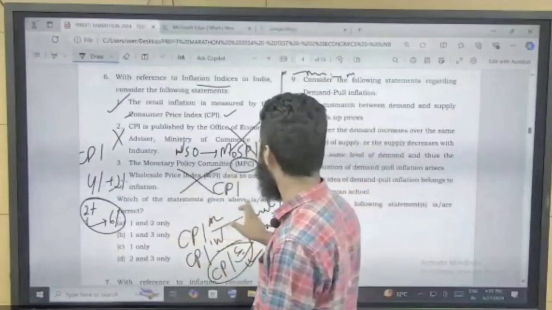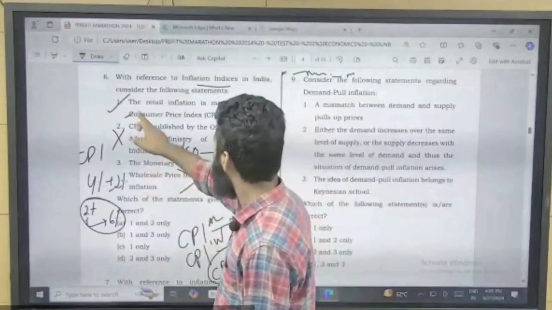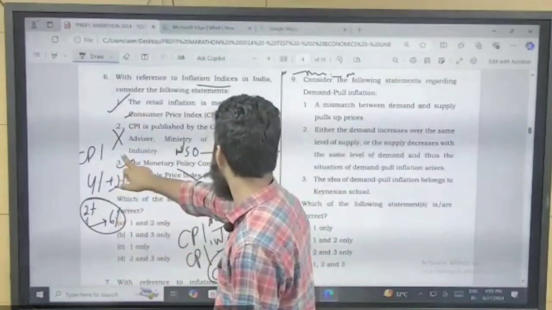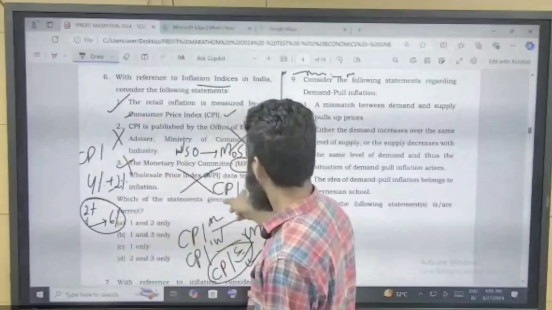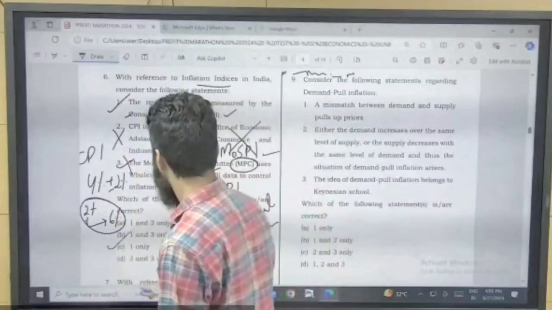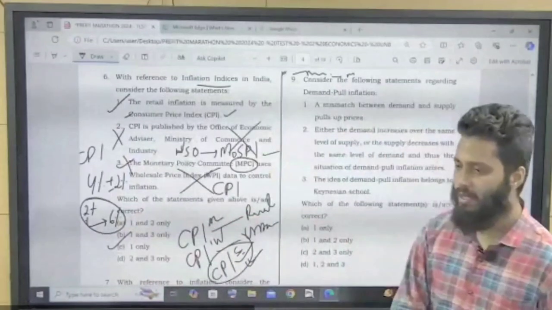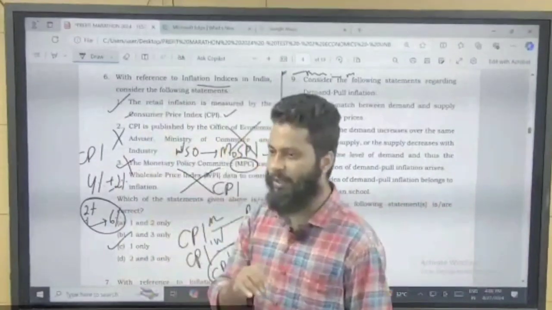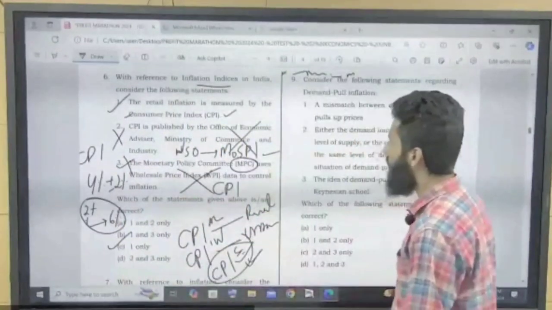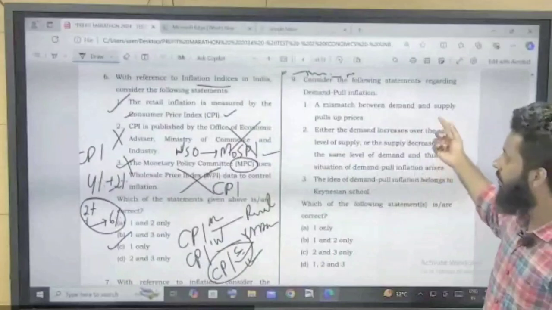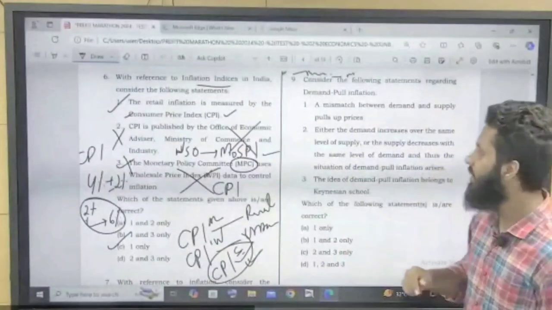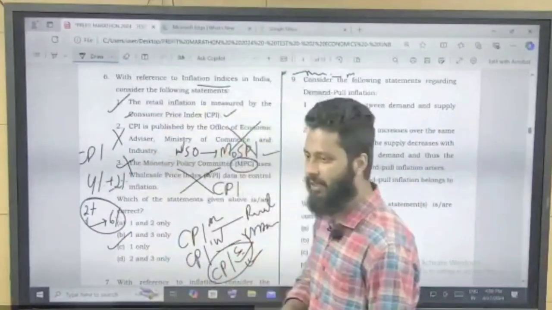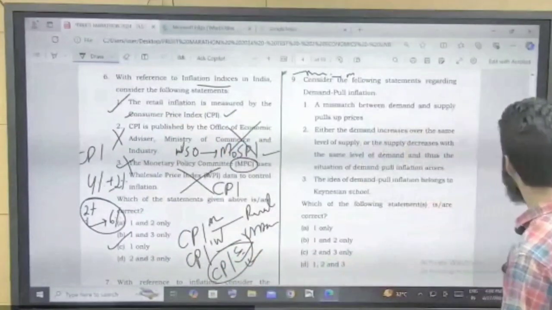So which of the statements given above are correct? Statement 1 is correct, 2 is incorrect, 3 is also not correct, right? So only 1, that is C. Answer is C. So I guess we understood consumer price index. Earlier, question number 5 was based on wholesale price index. Question number 6 is based on consumer price index.